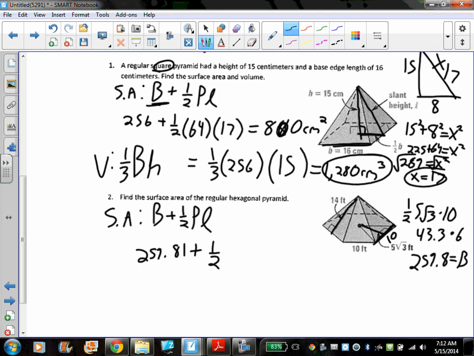Plus 1/2. The perimeter of the base is going to be that 10 repeated 6 times, so it's 1/2 of 10 times 6, which is 60, times the slant height, which is 14. And we're ready for the calculator again. So 259.81 plus 0.5 times 60 times 14 gives us a surface area of 679.81, and this is going to be feet squared.